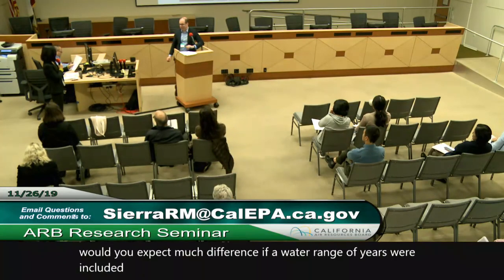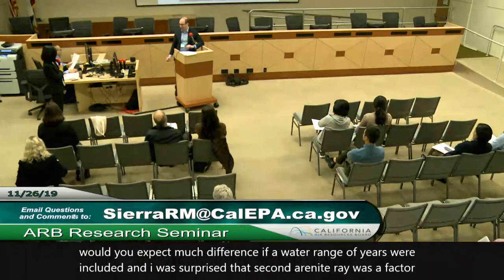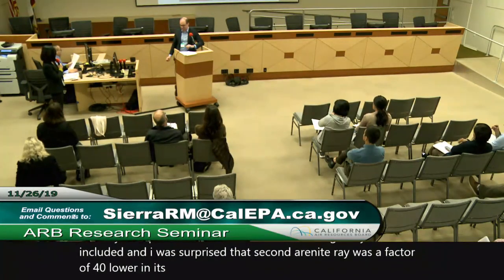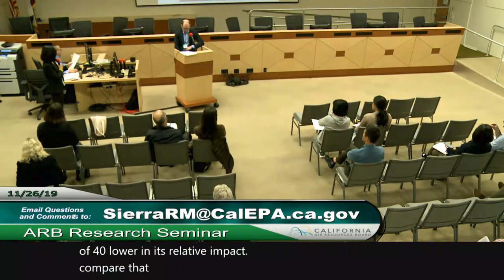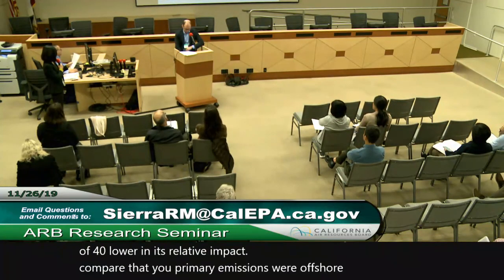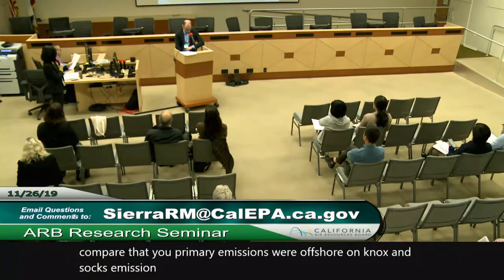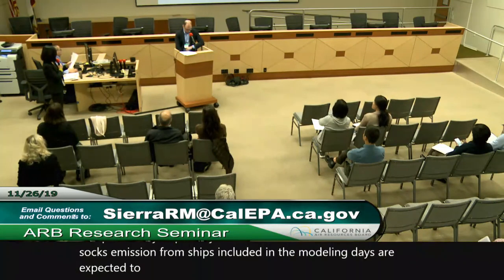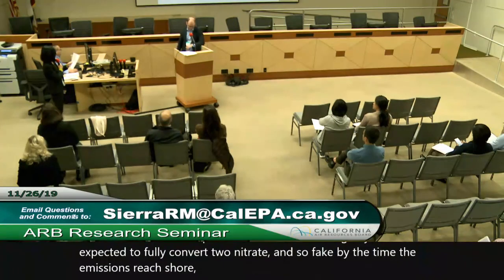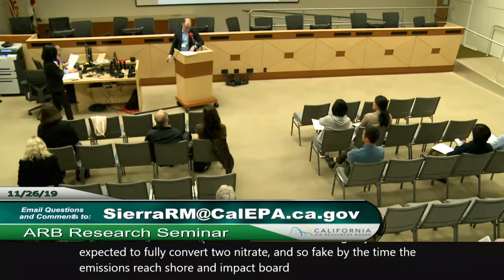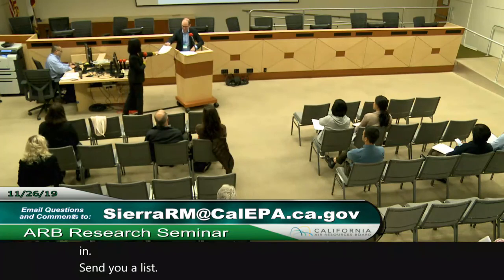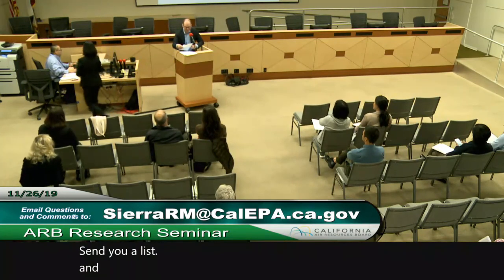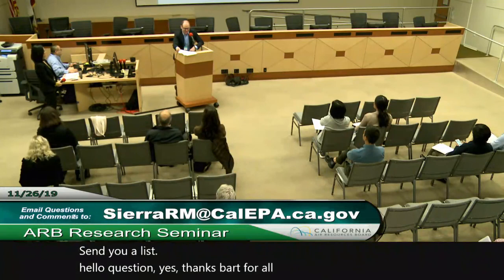I was surprised that secondary nitrate was a factor of 40 lower in its relative impact compared to primary emissions. Were offshore NOx and SOx emissions from ships included in the modeling? These are expected to fully convert to nitrate and sulfate by the time the emissions reach shore and impact a broad, densely populated area in Los Angeles. A long question. Yes. Thanks, Bart, for all the questions.